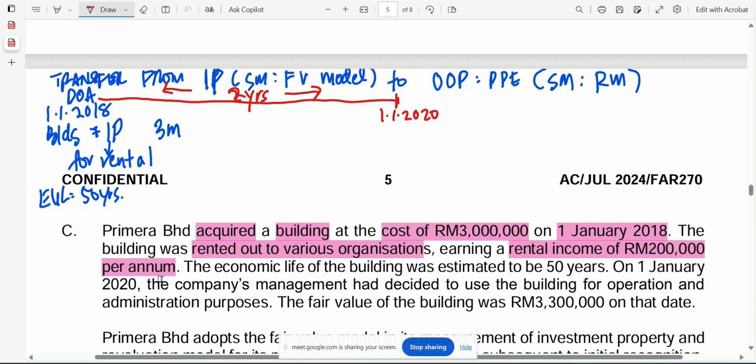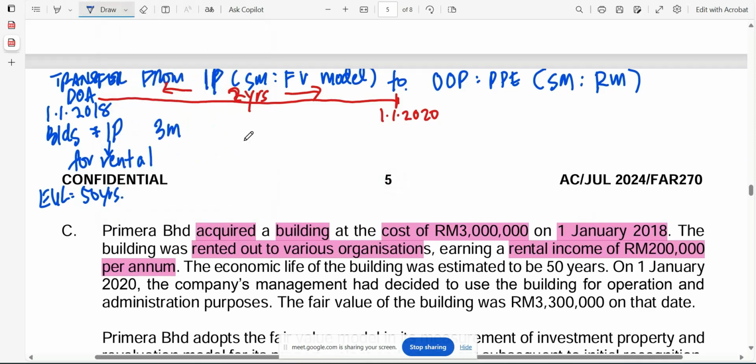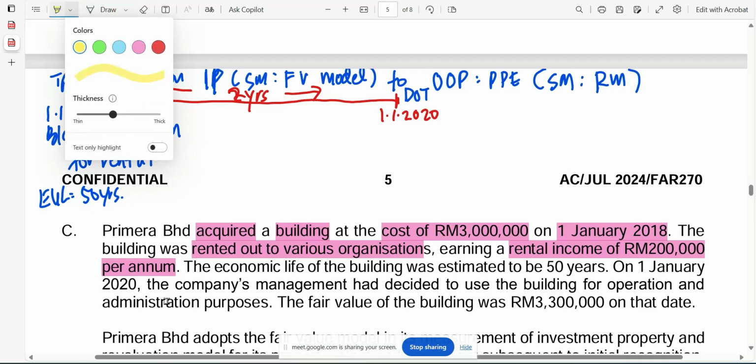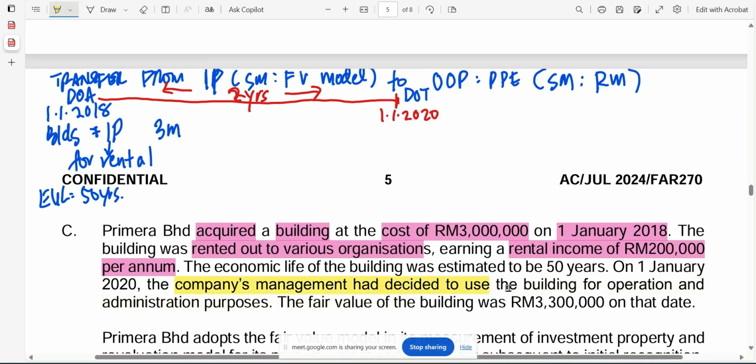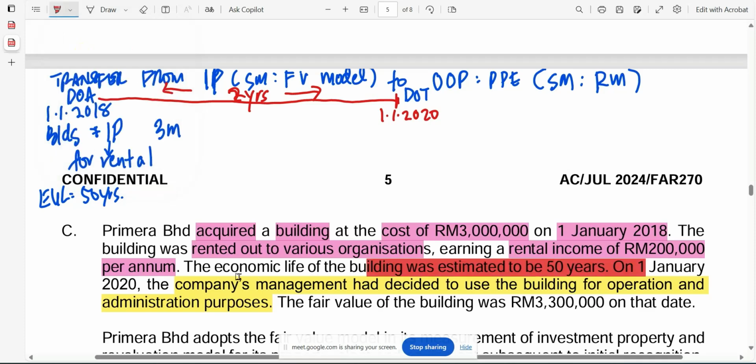Now after 2 years, you are informed that on 1st January 2020, which is the date of transfer, DOT, the company's management had decided to use the building for operation and admin purpose. So the date is 1st of January 2020, and 1st of January 2020 is the date of transfer.